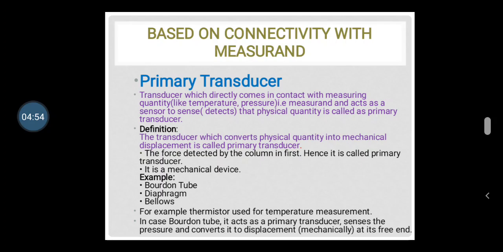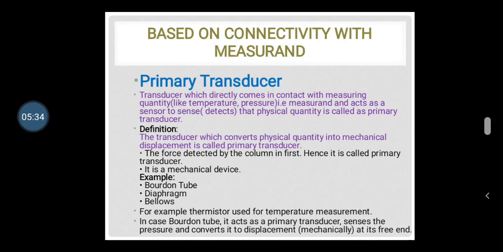Another definition: the transducer which converts a physical quantity into mechanical displacement is called a primary transducer. A transducer which directly comes in contact with a measuring quantity like temperature or pressure, and acts as a sensor to sense the physical quantity, is called a primary transducer. For example, a thermistor used for temperature measurement. When there is a change in temperature, the resistance of the thermistor also changes. Temperature is measured in terms of resistance.